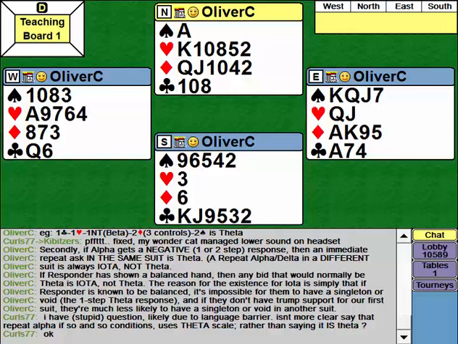Having an alpha in one suit using one set of responses, and then a repeat alpha in a different suit using a totally different set of responses that work completely differently, was just going to be too difficult. Easier to keep delta, theta, and iota as they are.